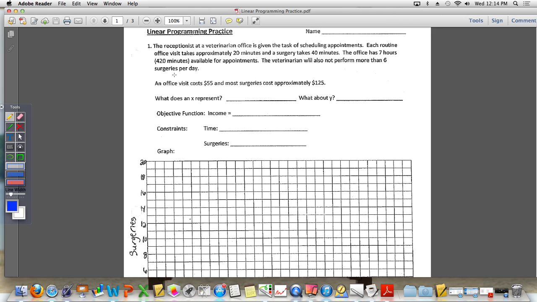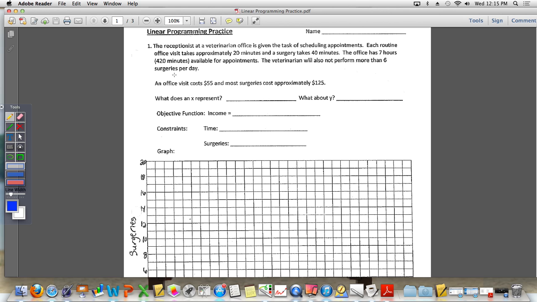So, alright. The first thing that you need to do when you're presented with a problem like this is you got to read everything through. It says that the receptionist at a veterinary office is given the task of scheduling appointments. Each routine office visit takes approximately 20 minutes and a surgery takes 40 minutes. The office has 7 hours, 420 minutes available for appointments. The veterinarian will also not perform more than 6 surgeries per day.